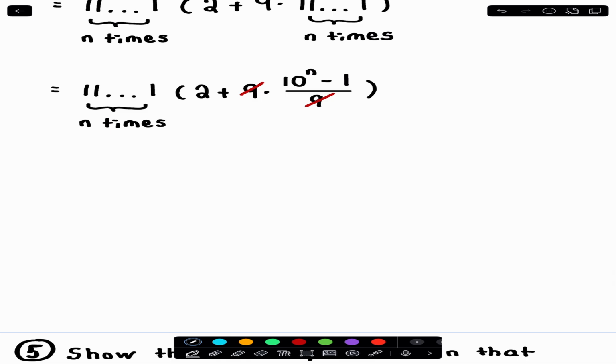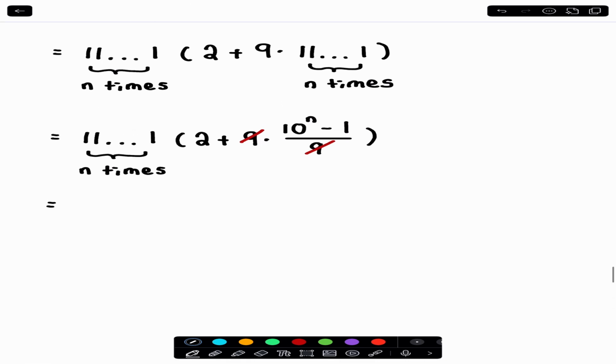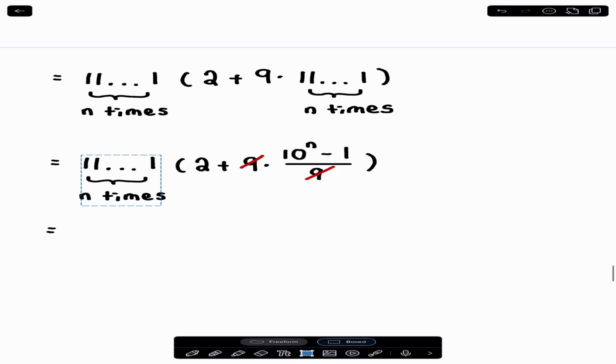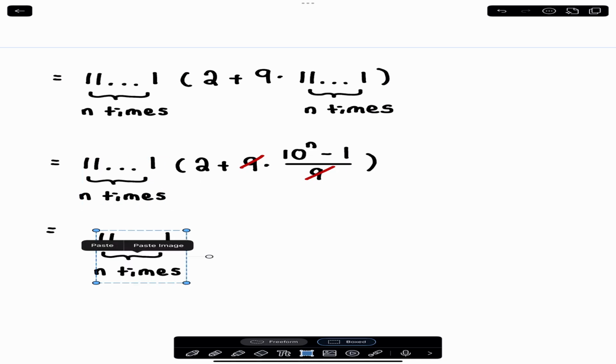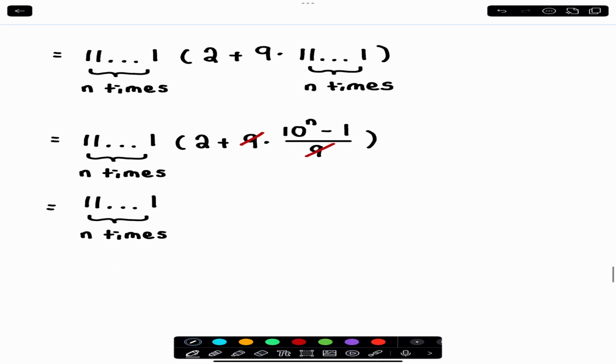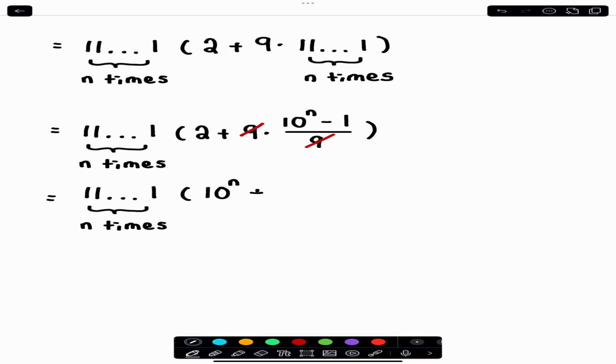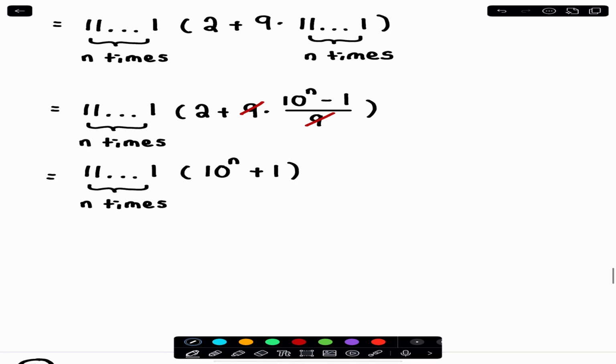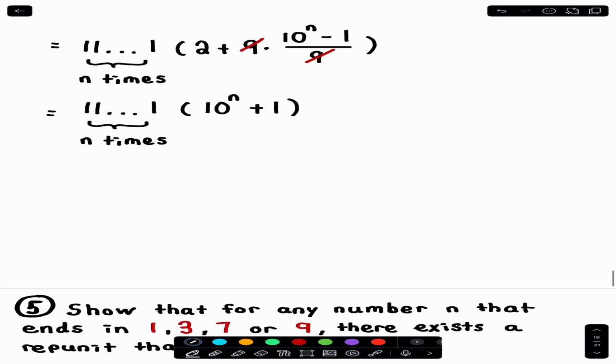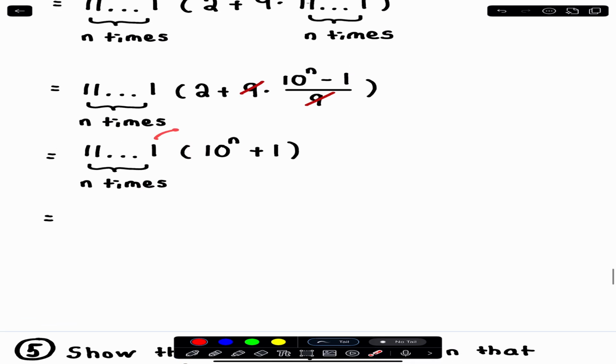So what are we left with? Let's take a look. So we still have this on the outside as usual. And then let's keep the 10 to the n. But now we can actually combine these two numbers. 2 minus 1 is just a positive 1. And now what we're going to do is we're actually going to expand this out. Just basic distributive property.